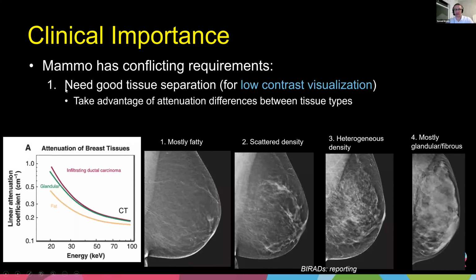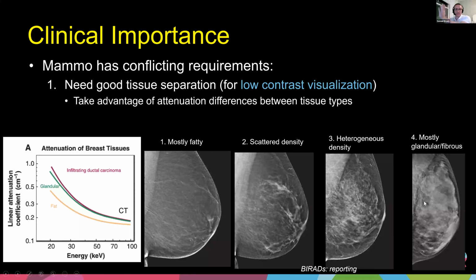So let's start talking a little bit about the low contrast visualization. So in the US, they have the ACR, one of our societies for radiology. They've worked on establishing what are called the BI-RADS, which basically give you a way to define how you visualize the image. And so, for example, diagnostically speaking, you can go from a BI-RADS 1, which is mostly fatty, to a 4, which is glandular fibrotic.